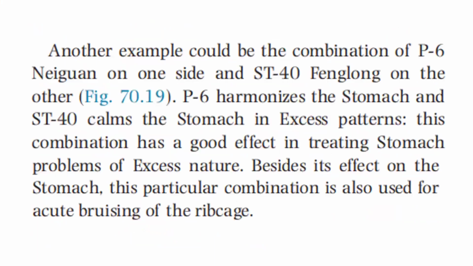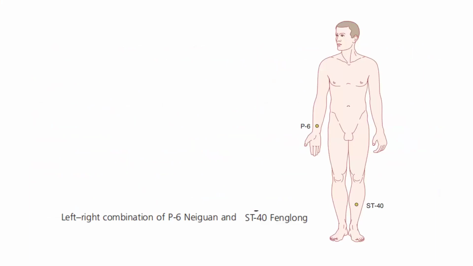Another example could be the combination of pericardium 6 on one side and stomach 40 on the other. Pericardium 6 harmonizes the stomach, and stomach 40 calms the stomach in excess patterns. This combination has a good effect in treating stomach problems of excess nature. Besides its effect on the stomach, this particular combination is also used for acute bruising of the rib cage. So here is the illustration of a left-right combination of pericardium 6 and stomach 40.